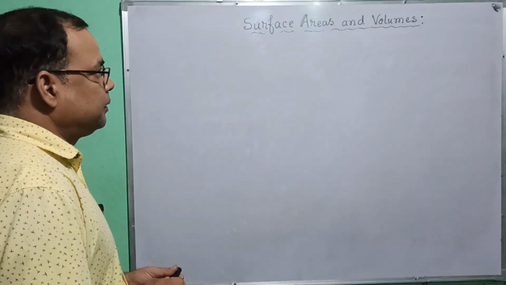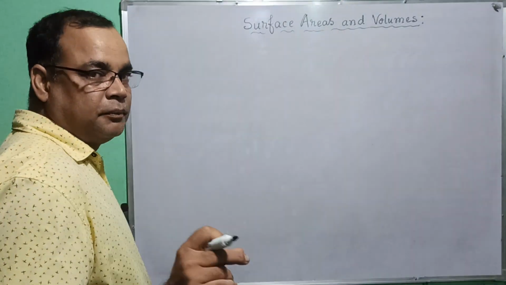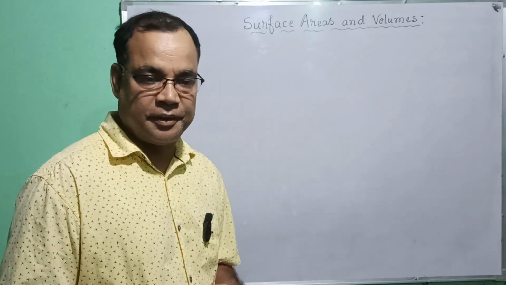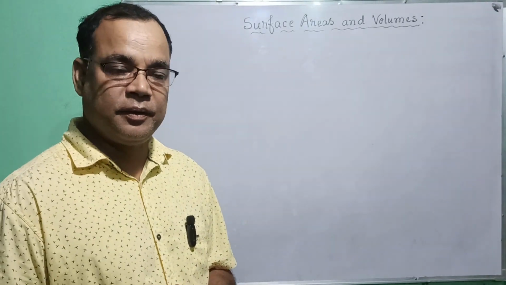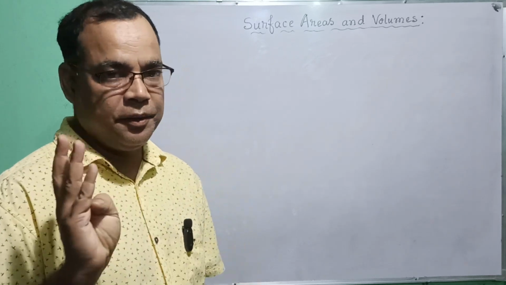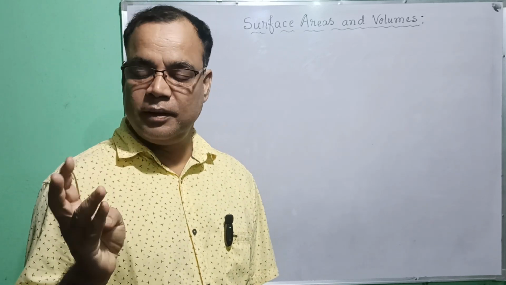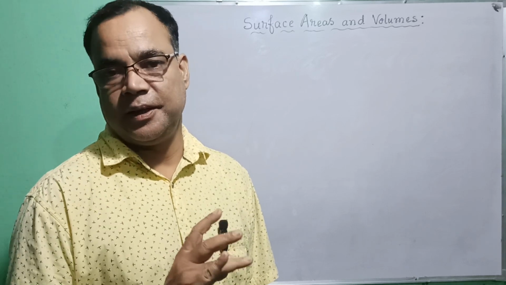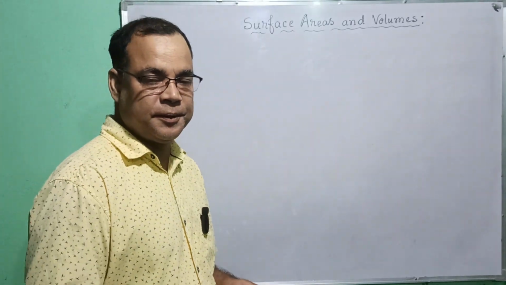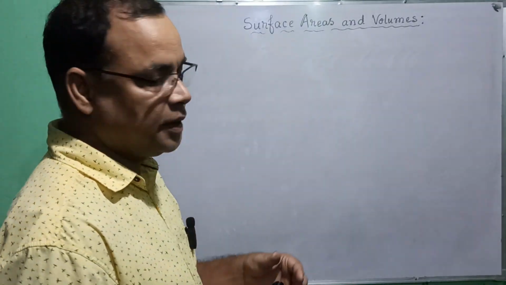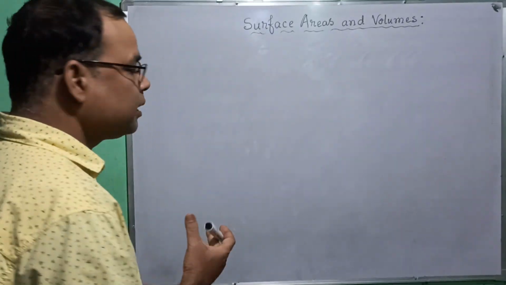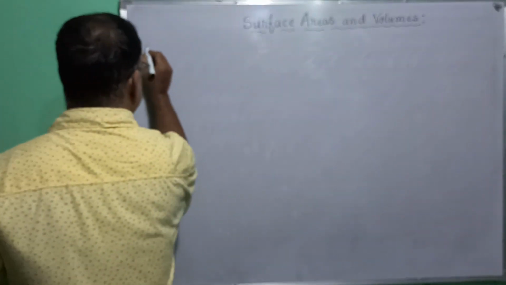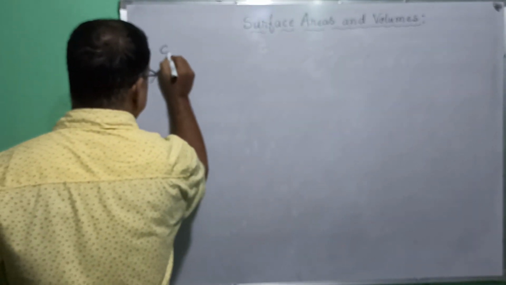So let us start with some three-dimensional figures. What are the three-dimensional figures included in class 9 and 10? First of all, we'll get cube, then cuboid, then cylinder, then cone, then sphere and spherical shell. These are the different figures related to surface areas and volumes. One by one I'll write all the formulas. You can write down all these formulas. So first I am starting with cube.